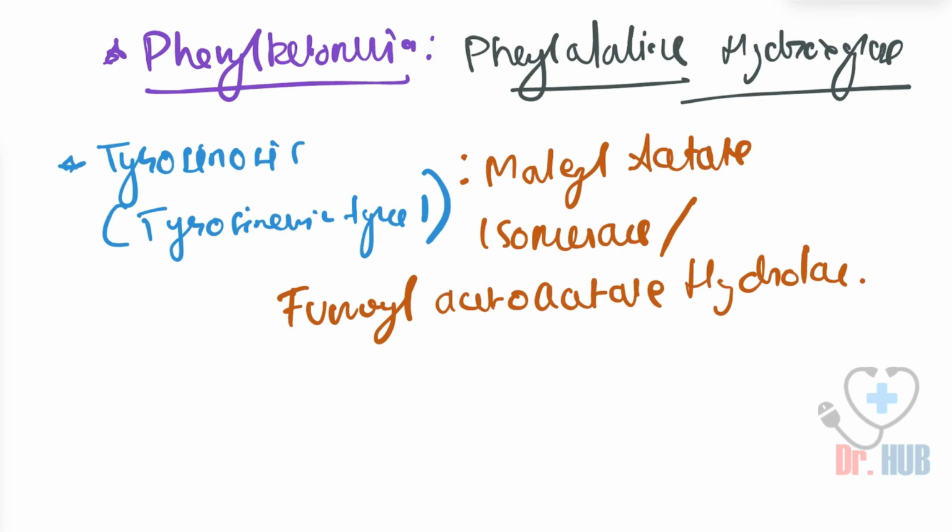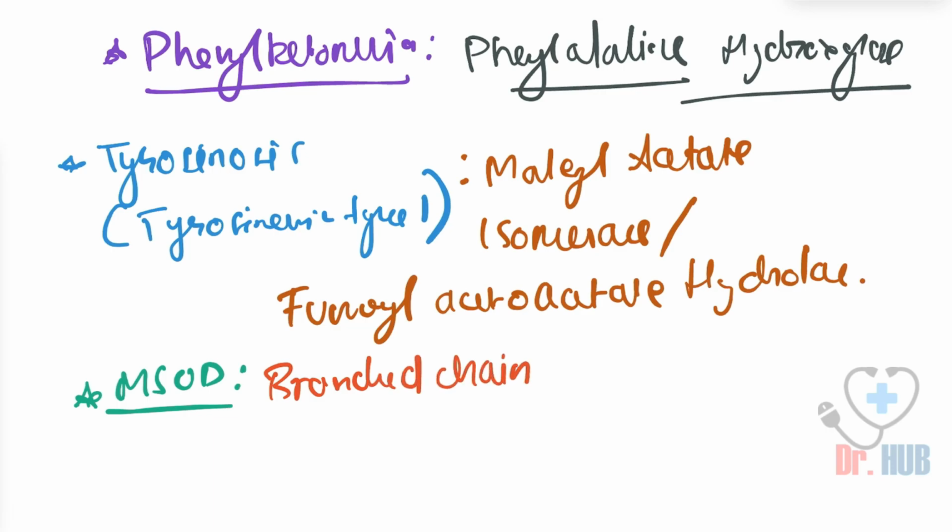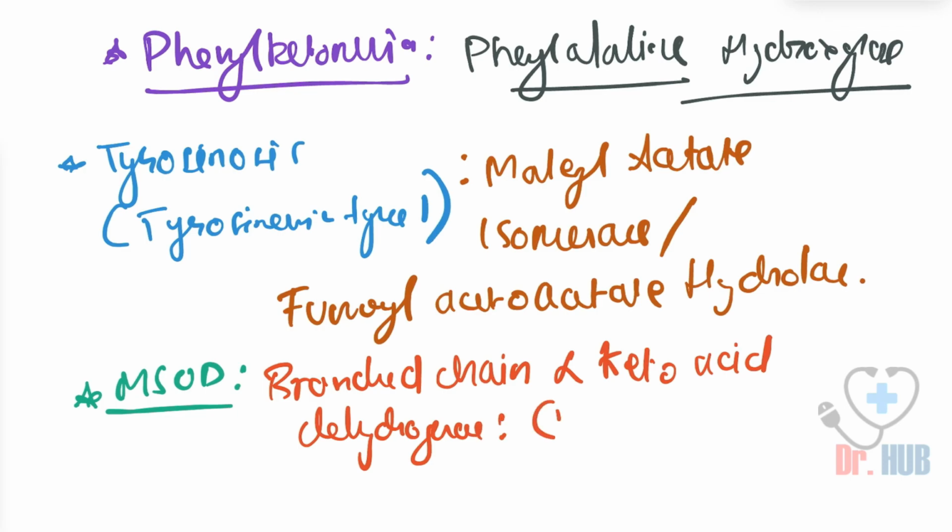Then we look at MSUD. MSUD is nothing but maple syrup urine disease. So under MSUD, there is the branched chain alpha keto acid dehydrogenase. So in short, it is known as the BCKAD.